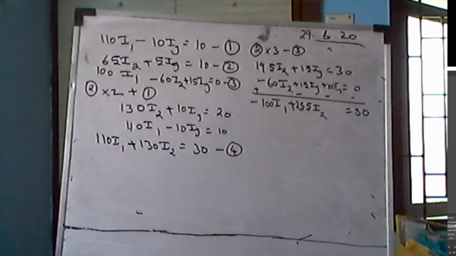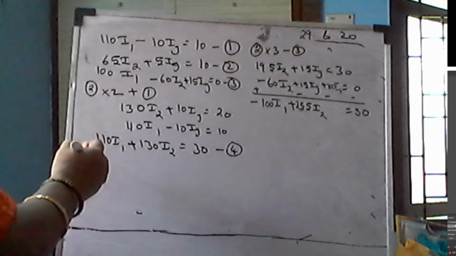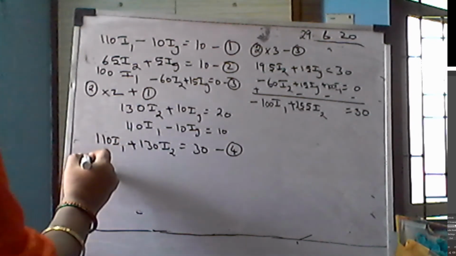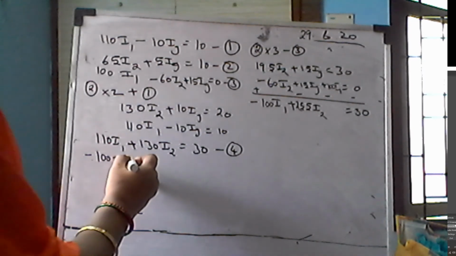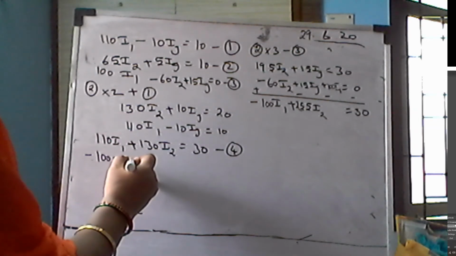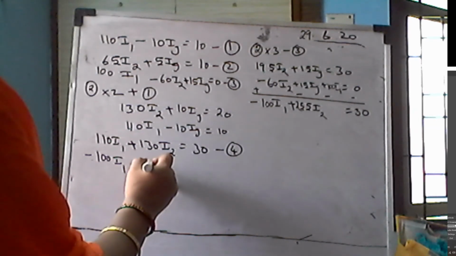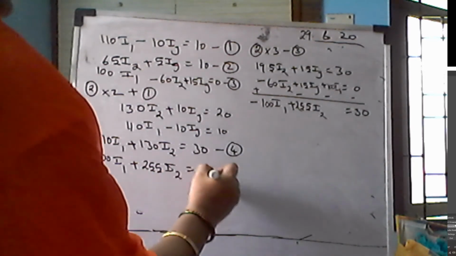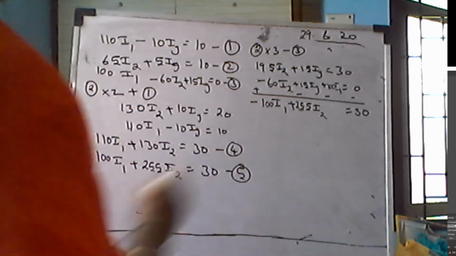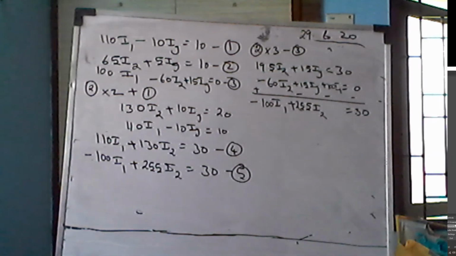So two equations you are getting. This is again minus 100 I1 plus 255 I2 is equal to 30. This is the fifth equation. Fifth equation you are getting. Now you have to solve these two equations and then you will be getting I1 and I2 and then Ig you have to calculate.